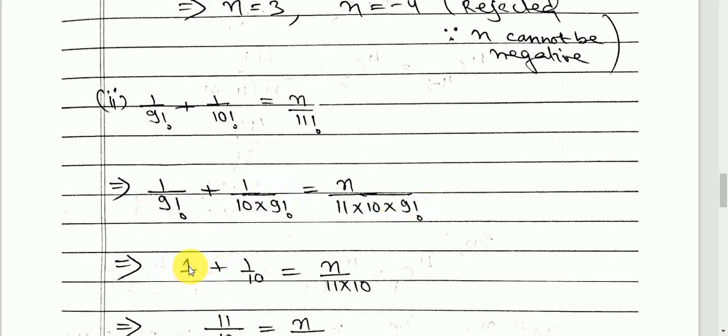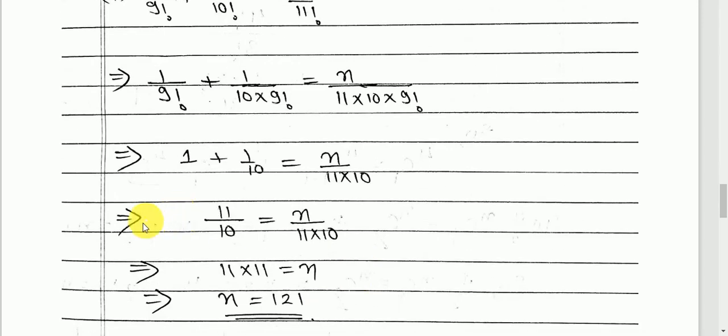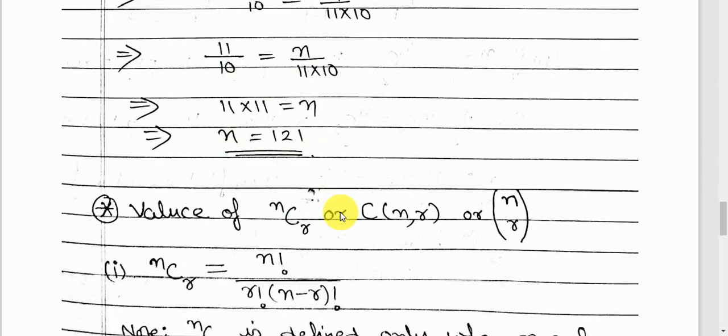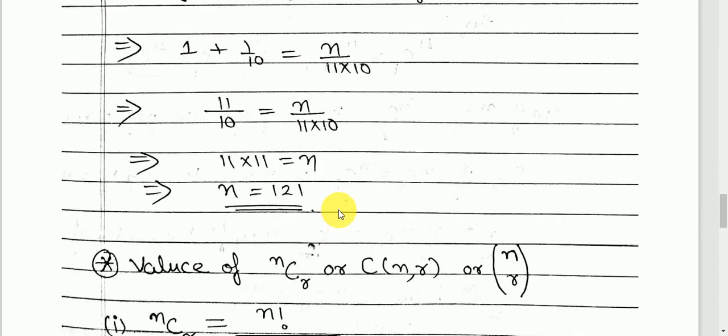So I'm left with 1 plus 1 upon 10 equal to n upon 11 into 10. Okay, simplify. When you take the LCM over here, you will get 11 upon 10 equal to n upon 11 into 10. Okay, cross multiply. This 10 and this 10 cancel. Cross multiply, you'll get n equal to 121. Okay, that's how you get your n.